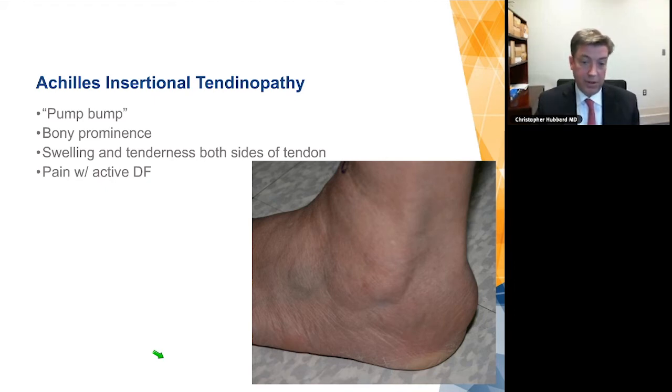The insertional tendinopathy, this is really the pump bump. This is the enlargement of the back of the heel. Patients will feel pain and discomfort in a closed shoe. They'll be pretty sore on both sides of the back of the heel. They'll feel pain when trying to bend the foot up themselves with dorsiflexion.